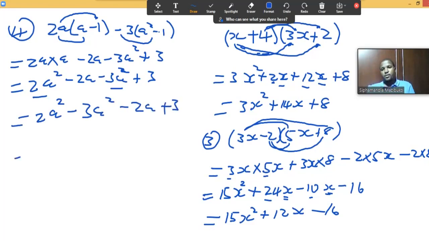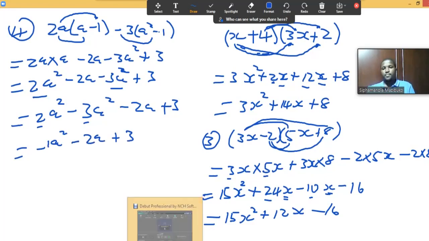And then you can see we have 2 minus 3. That gives us minus a squared. You see, minus a squared is the same as minus 1a squared. It's the same thing. And then we can proceed: minus 2a plus 3. So for today, that was it. If we're looking at multiplication or the product, that is how you approach it.